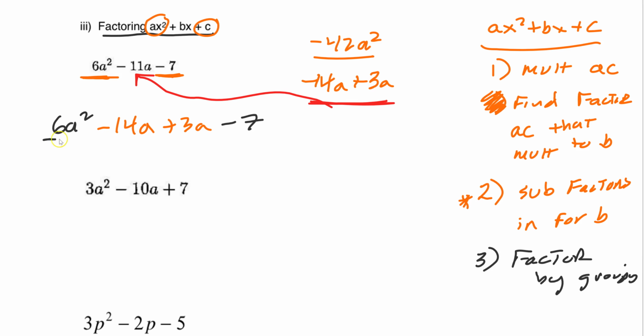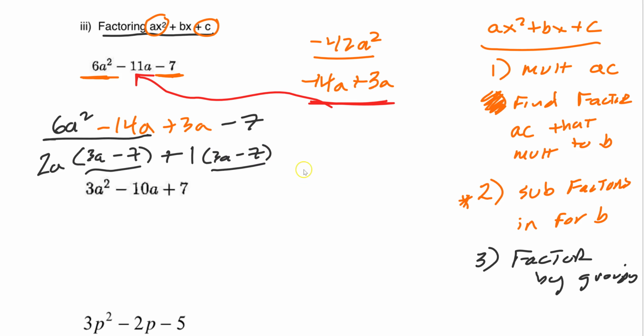So if I factor by grouping, these have a 2A in common, and you get 3A minus 7. Always bring down the middle sign. These have nothing in common, so remember we put a 1 on the outside. And then, hey, these match. So we get 3A minus 7, 2A plus 1. And that's how you factor with a number in front.